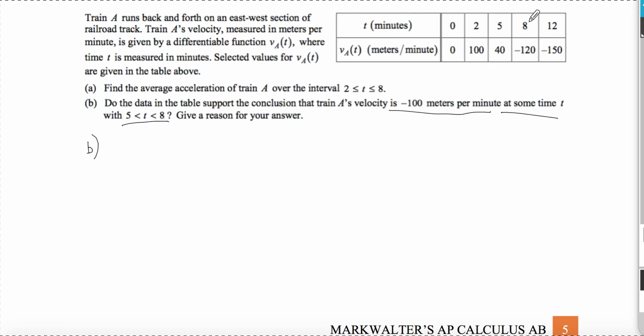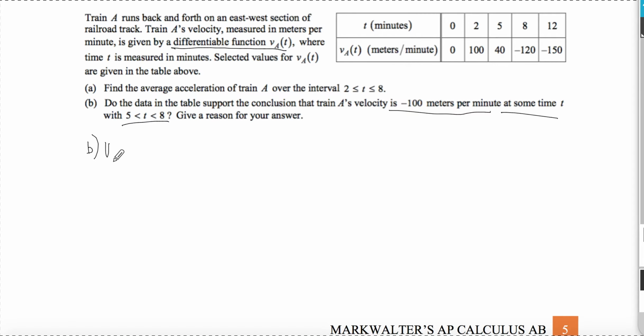Well, just looking at velocity at 5 and velocity at 8, our velocity started at 40. It ended at negative 120. So if our velocity is continuous, then yes, our velocity would have to have been negative 100 meters per minute at some point to go from positive 40 to negative 120. Is our velocity function continuous? It is, because we know that the velocity function is differentiable. So there's our key here.